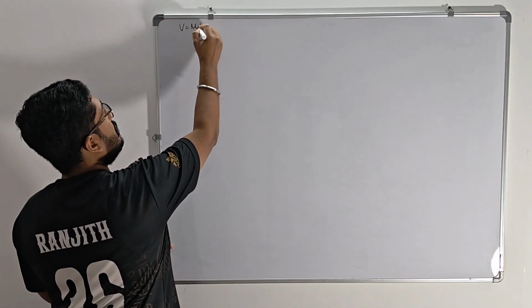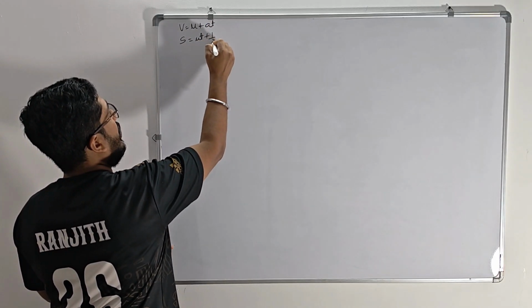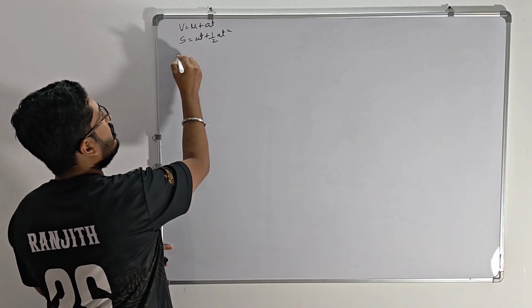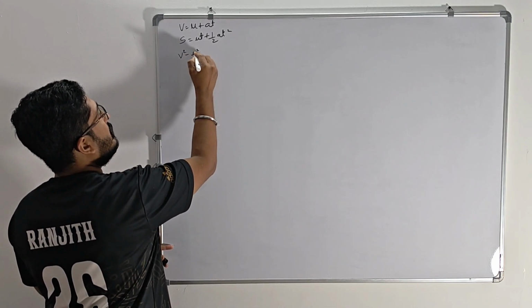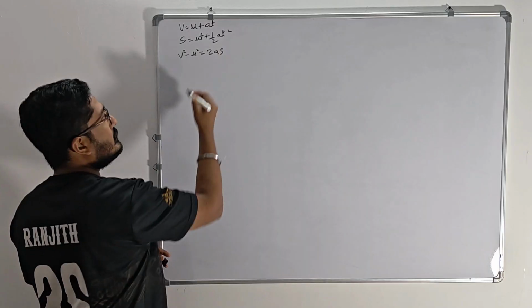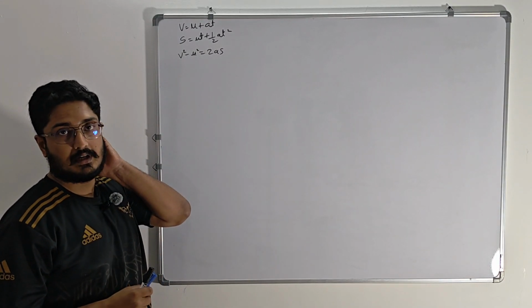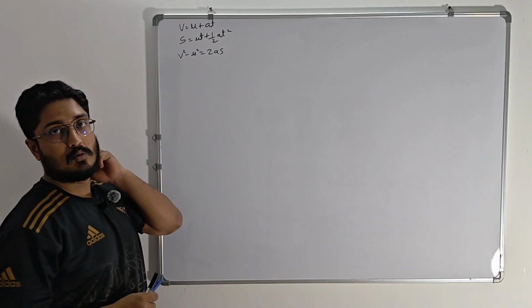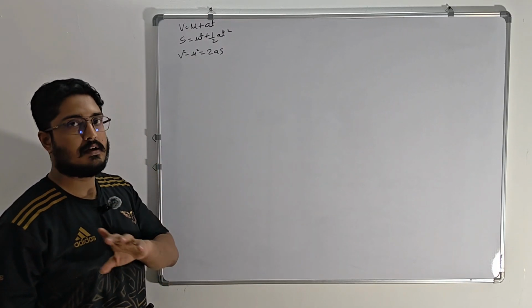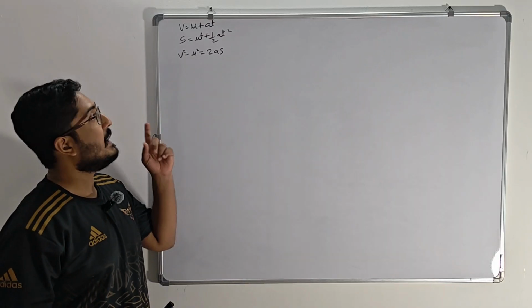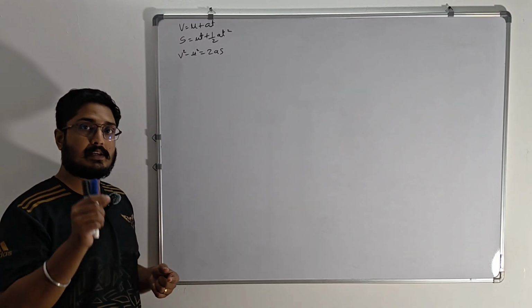V equals U plus AT, S equals UT plus half AT square, and V square minus U square equals 2AS. The only important thing for me to tell you here is that V and U represent the initial and the final velocity. Remember, velocity, not speed. A represents the acceleration and S represents the displacement.